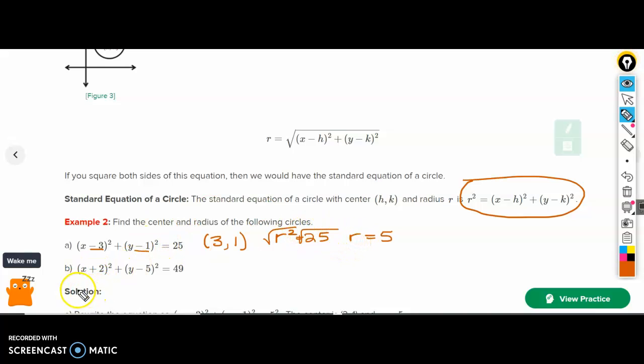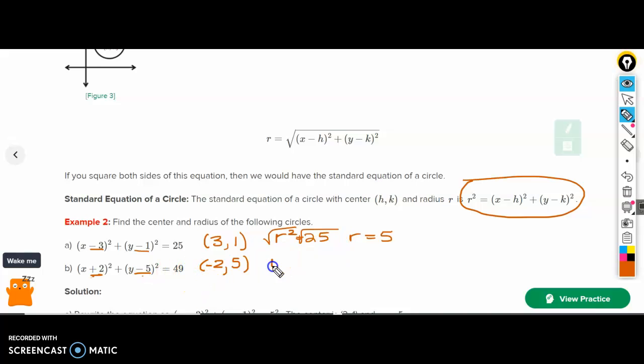For part B, now it's positive. In the formula it's negative. So we have to take the opposite of that. So the opposite of 2 is negative 2. So that's going to be the x coordinate of our center. And then we have negative 5, and the opposite of that is positive 5. So we do have to take the opposite signs here.